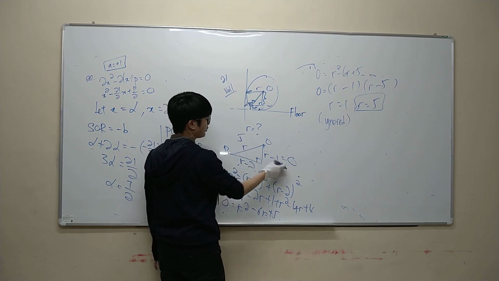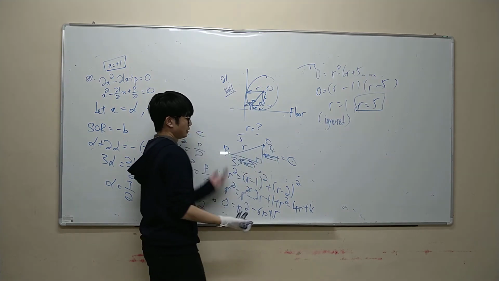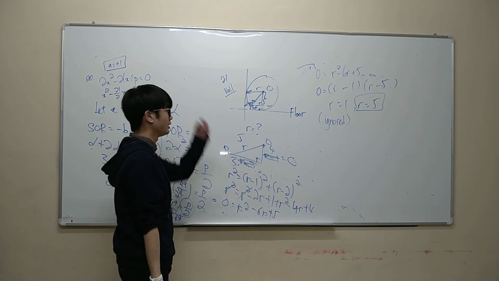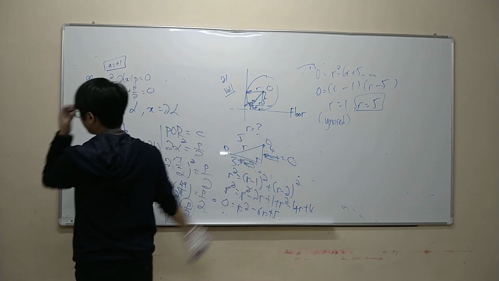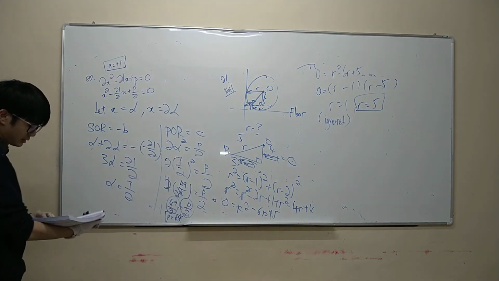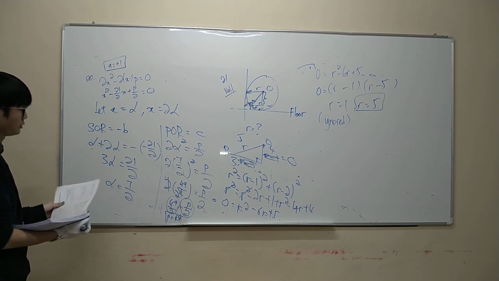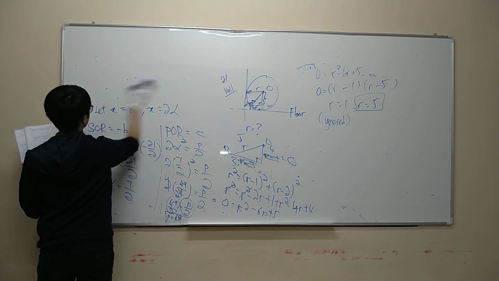So R is 5, and then here 5 minus 1 is 4, and then 5 minus 2 is 3. That makes sense: 3 cm, 4 cm, 5 cm. Okay? But if you put 1, later it becomes negative here. So that's why you cannot, length cannot be negative. Distance tak ada negative. Okay? So that's all you do. Next question, number 22.